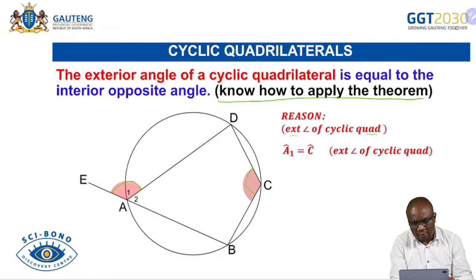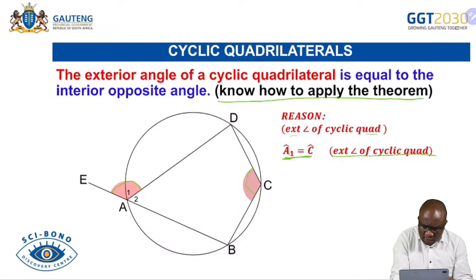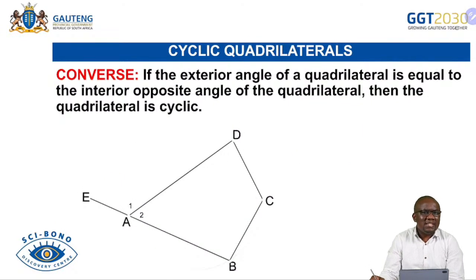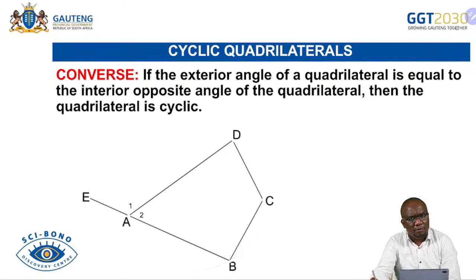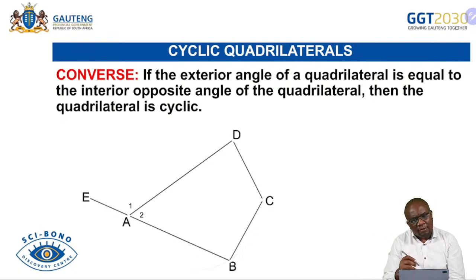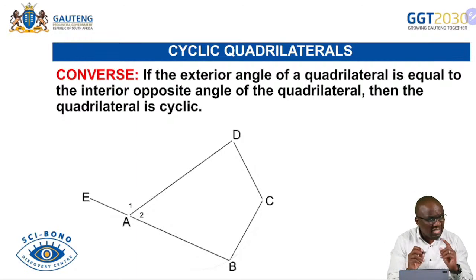And then we can say also A1 is equal to C. That's the reason here: exterior angle of a cyclic quad. Sorry for that. I was saying A1 is equal to C. This angle here is equal to this angle here because exterior angle of a cyclic quad. Then the converse of that. We're putting things the other way around now. If the exterior angle of a cyclic quadrilateral, no, not cyclic quadrilateral.